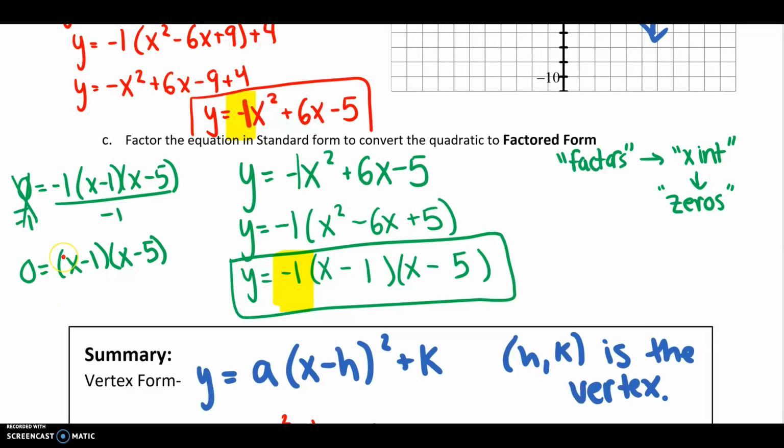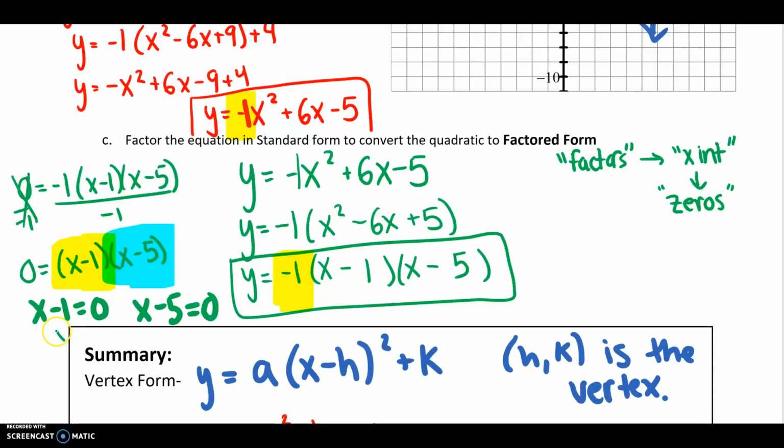Anywho, back to this. Now you have 0 equals x minus 1 times x minus 5. How do I solve for x? You should have heard of a property called the zero product property before, and I'm just going to review it right now. It says the product of two factors is 0. In order to have something being multiplied equaling 0, either one of the factors has to equal 0 or both have to equal 0. Anything times 0 is 0. So one of these two things would have to be 0, and in this case there are two options. What would make x minus 1 equal to 0? And what would make x minus 5 equal to 0?